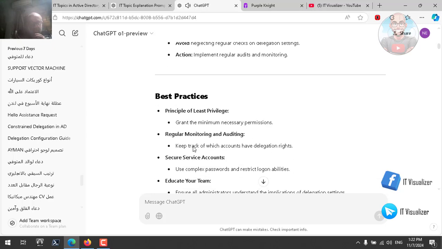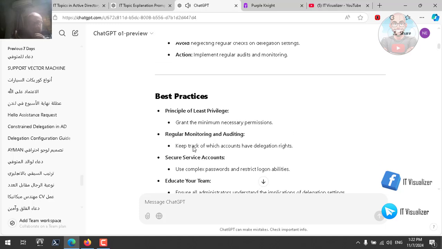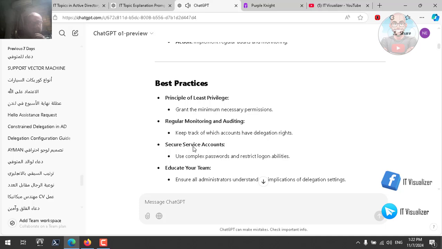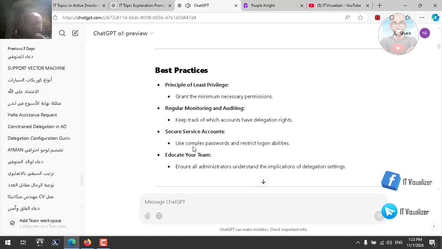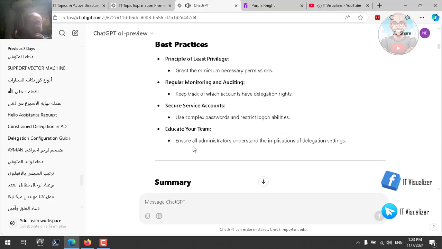Principle of least privilege. Grant the minimum necessary permissions. Regular monitoring and auditing. Keep track of which accounts have delegation rights. Secure service accounts. Use complex passwords and restrict logon abilities. Educate your team. Ensure all administrators understand the implications of delegation settings.